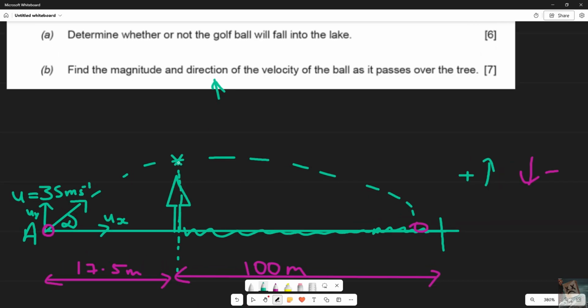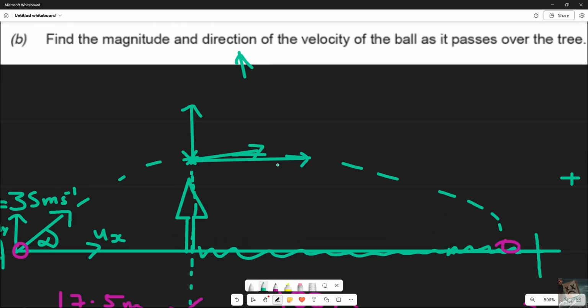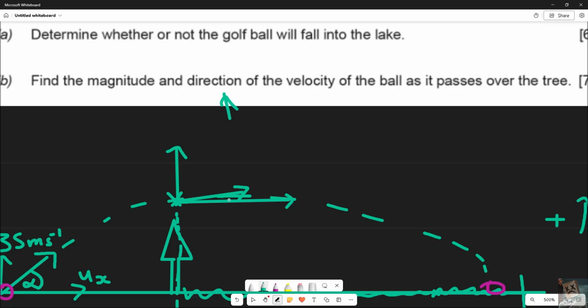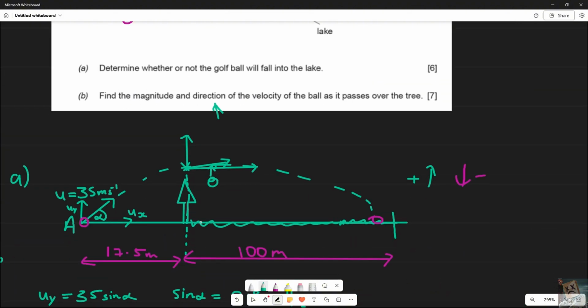When they ask for direction, they want, so this is going this way, and then if we look at the horizontal, and then we've got the vertical as well, so we need to find the vertical velocity at this point and the horizontal velocity at this point. The horizontal velocity will always be the same because there's no acceleration, and then the angle here would be the direction from the horizontal, and then you'd say it's this many degrees or radians from the horizontal.